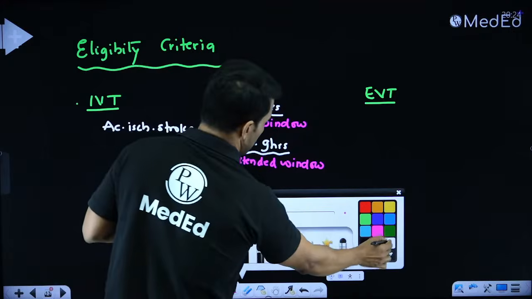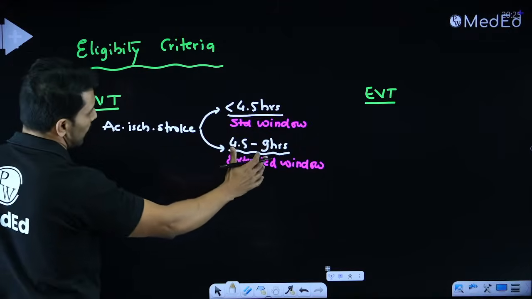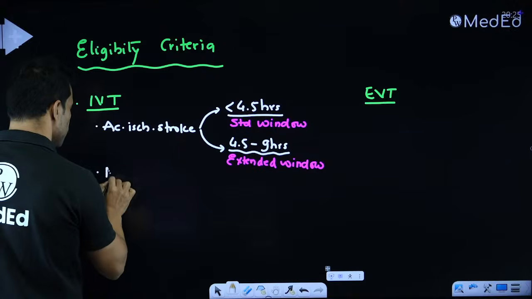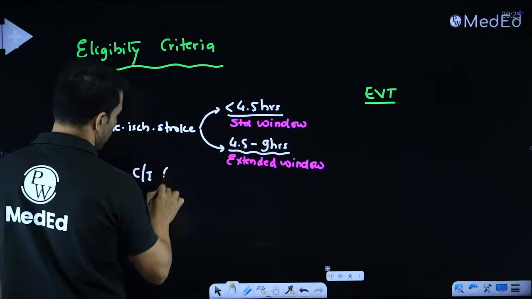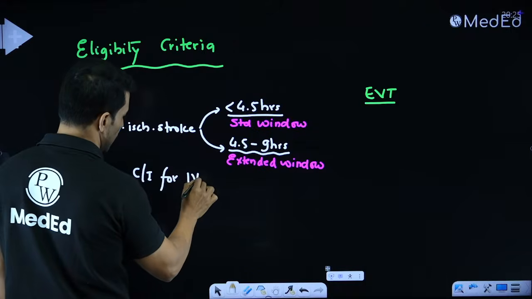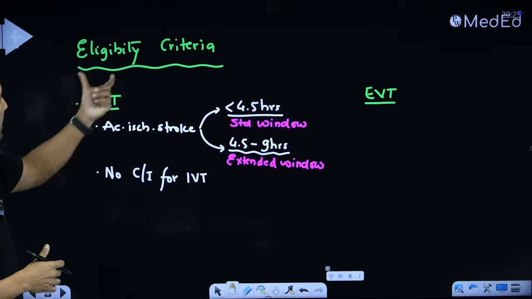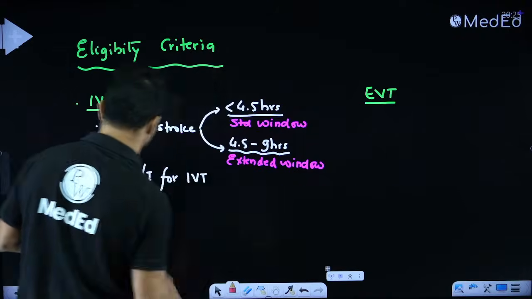Acute ischemic stroke presenting within 4.5 hours or 4.5 to 9 hours and not after that. And there should be no contraindications for IV thrombolysis. If there are contraindications for IV thrombolysis, by default the patient becomes ineligible for IVT. So what are the major contraindications in that case?